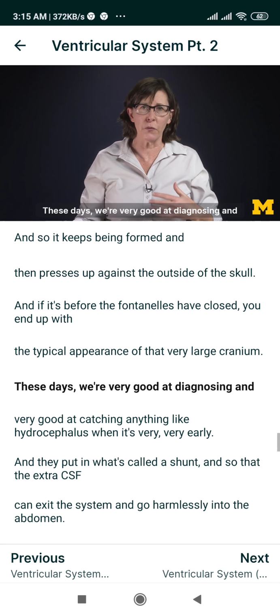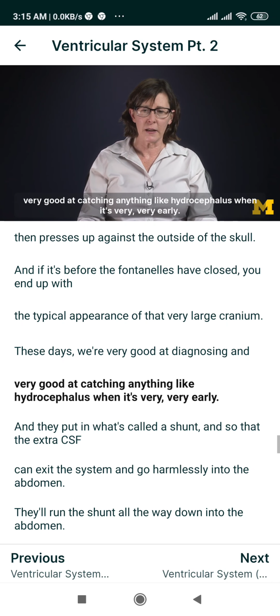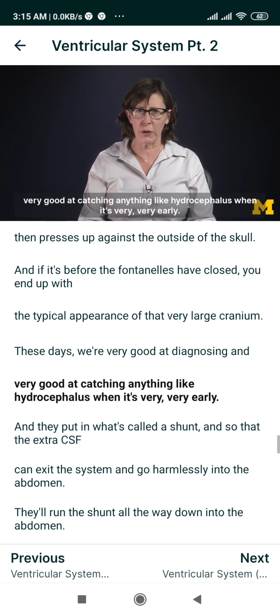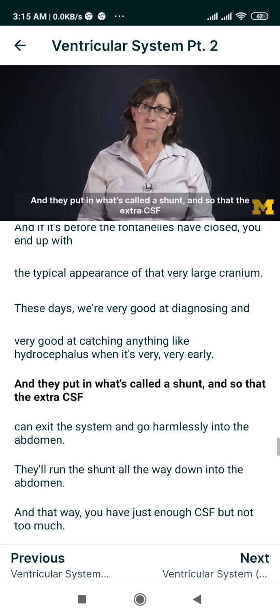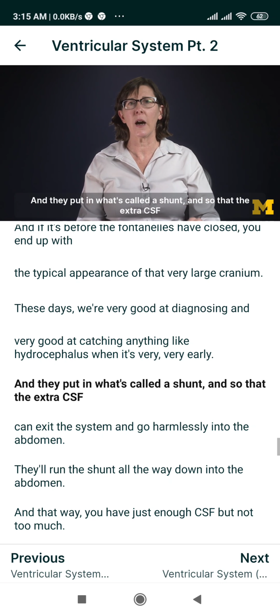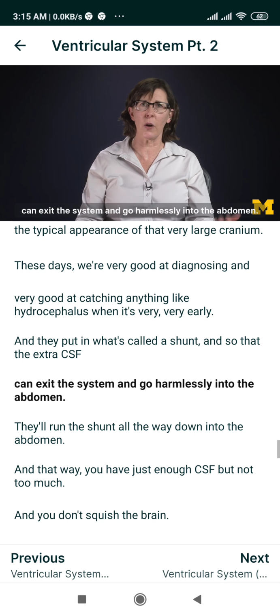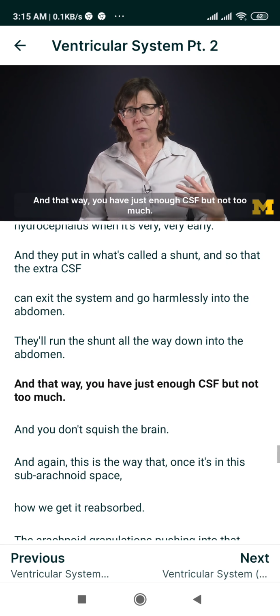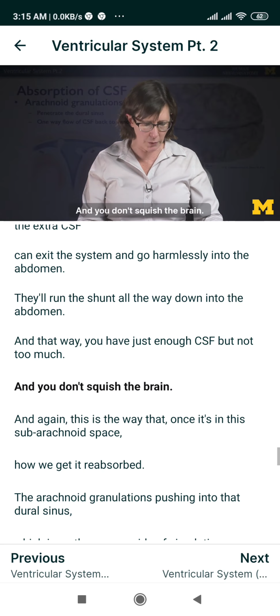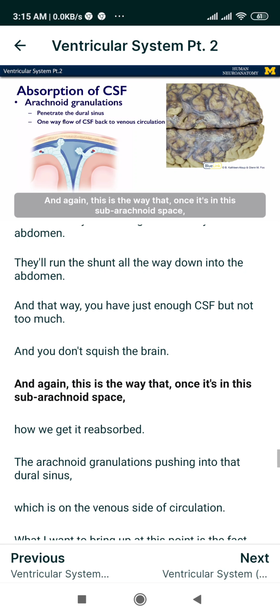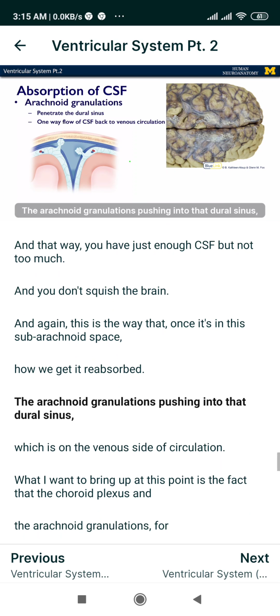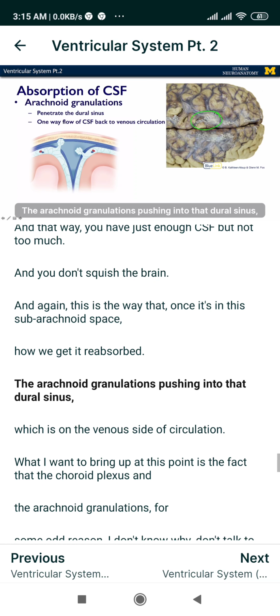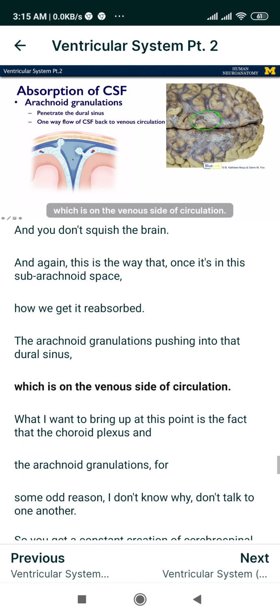These days, we're very good at diagnosing and very good at catching anything like hydrocephalus when it's very, very early, and they put in what's called a shunt, so that the extra CSF can exit the system and go harmlessly into the abdomen. They'll run the shunt all the way down into the abdomen, and that way you have just enough CSF but not too much, and you don't squish the brain. And once it's in this subarachnoid space, this is how we get it resorbed: the arachnoid granulations pushing into that dural sinus, which is on the venous side of circulation.